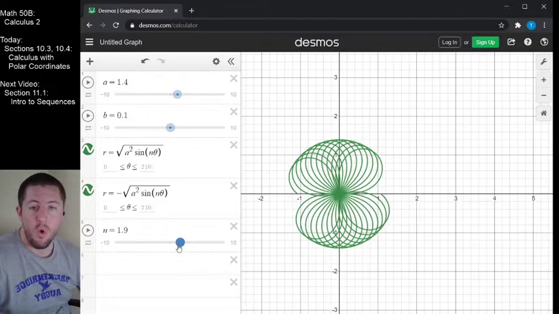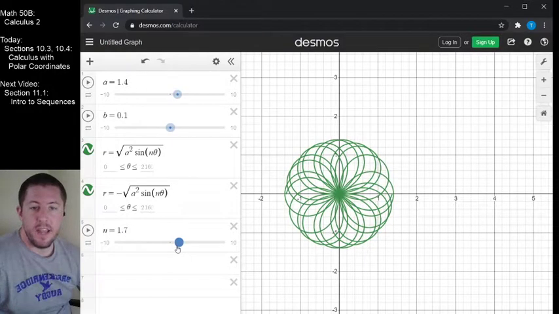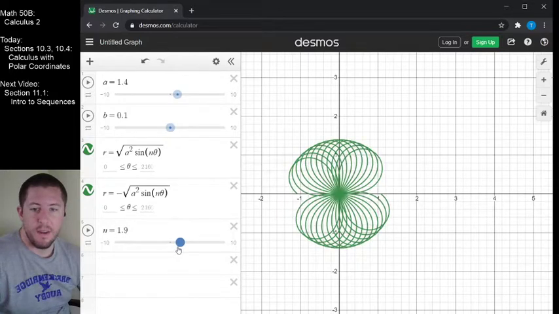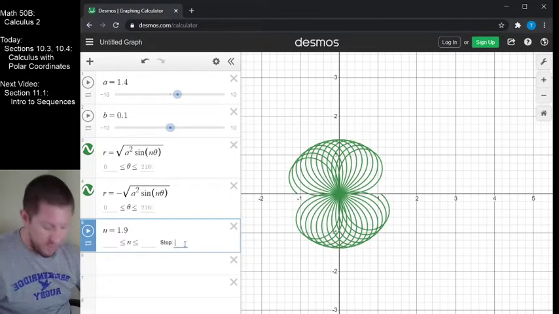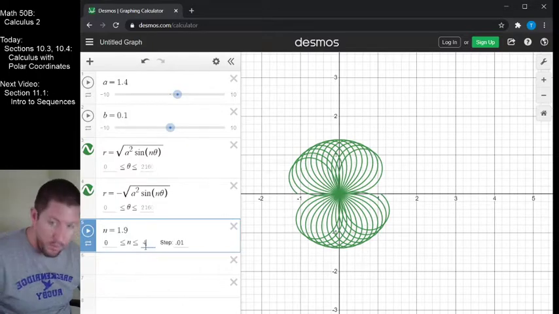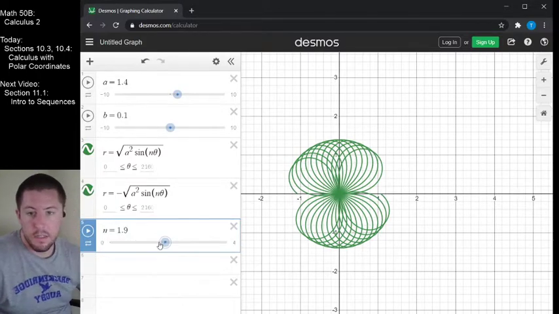I have a whole number valued n. It seems like we're getting some pretty wild transitionary things when our n values are in between integers. But what I'm going to do right here is make this 0.01 for my step, and let's just go from 0 to 4. Will it let me do this right here?